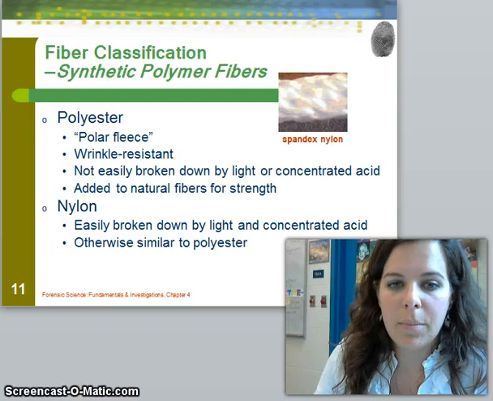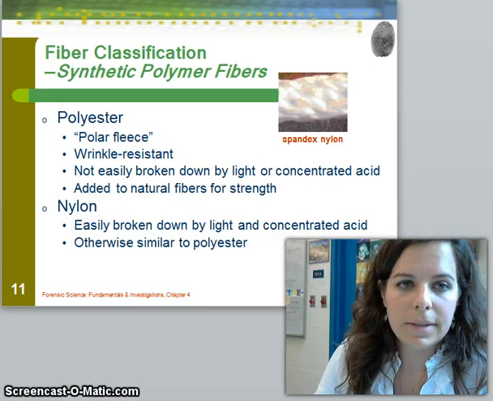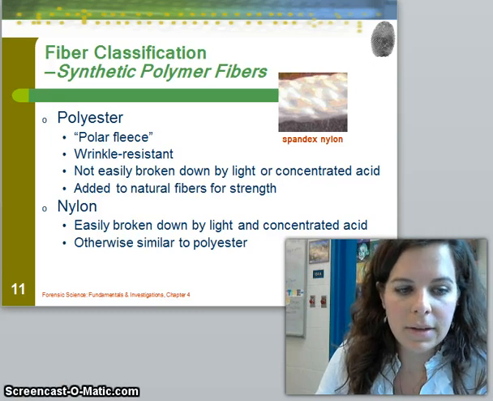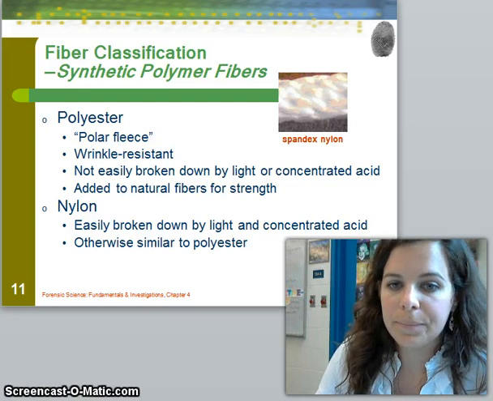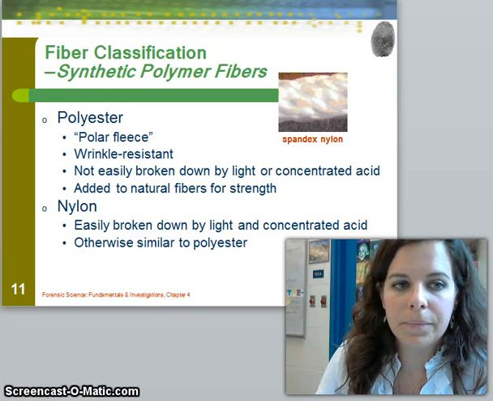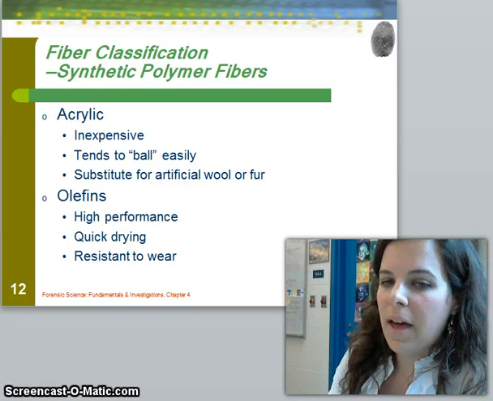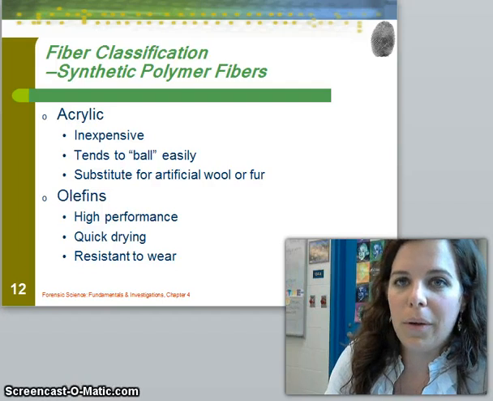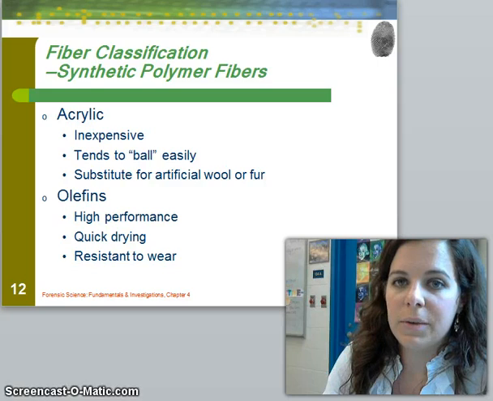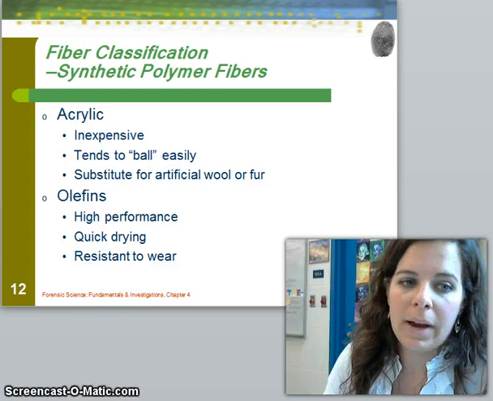So some examples of this are polyester. This is what polar fleece is made out of, so if you think of fleece. Nylon is another type of synthetic polymer fiber. You can also have acrylic. Acrylic's very inexpensive. It's a nice substitute for artificial wool or fur. I have a sweater from when I was very little that's made totally of acrylic. And olefins are another fiber that's used in high performance fabrics. They're very quick drying and they don't wear easily.